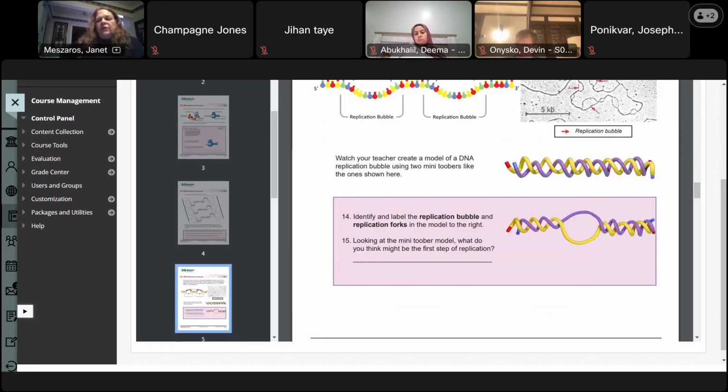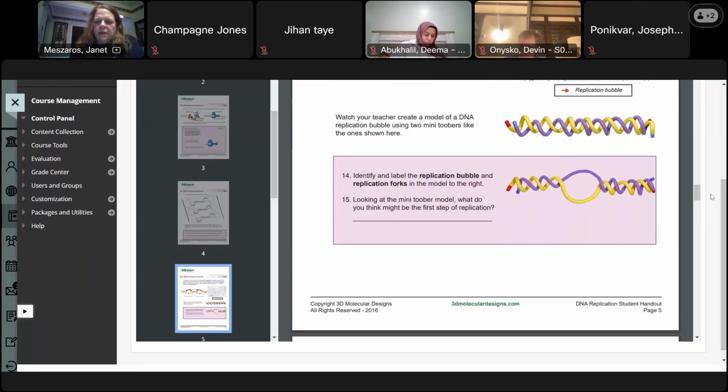So it tells you, looking at the mini tuber model, what do you think might be the first step of replication? To unwind it. Start to unwind sections of the DNA because it's all wound together. Did you guys fill that in? Yeah. Replication bubble, replication forks. Okay, here's a replication fork, and the bubble. All right.